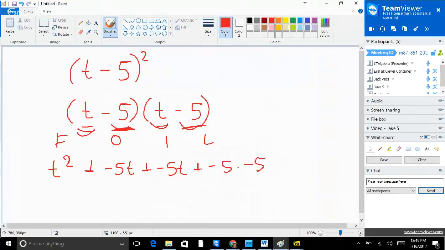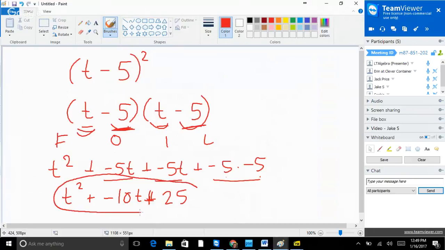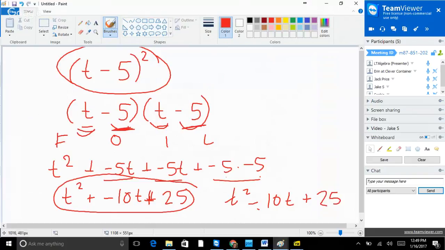So then when we go to do some simplifying, we have t squared plus negative 10t, because negative 5t plus negative 5t is negative 10t. And then negative 5 times negative 5 is going to give us positive 25. That's a plus. So this expression down here and this expression up here mean the same thing, just written two different ways. You could also write this as t squared minus 10t plus 25. That's also the same thing. Those are equivalent to each other as well.